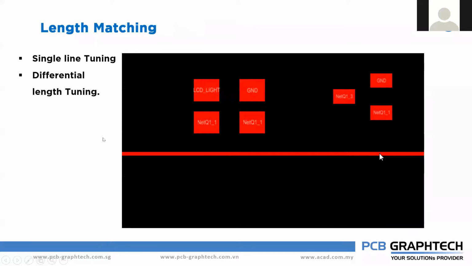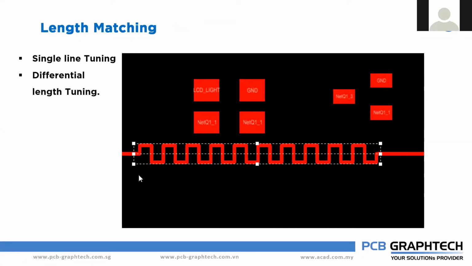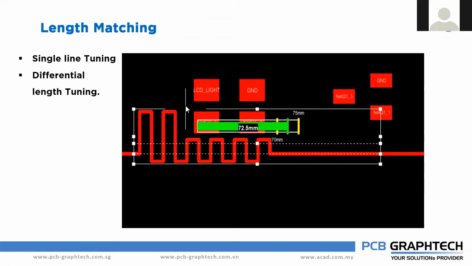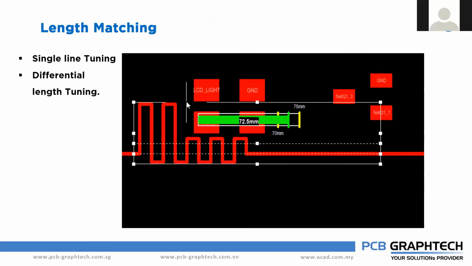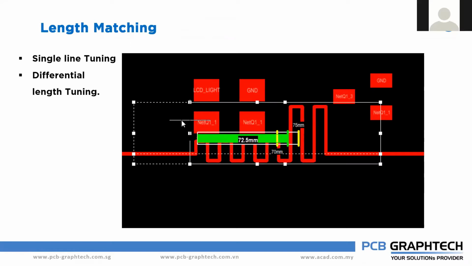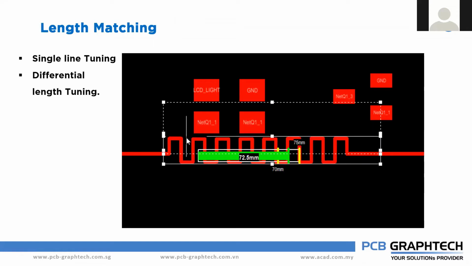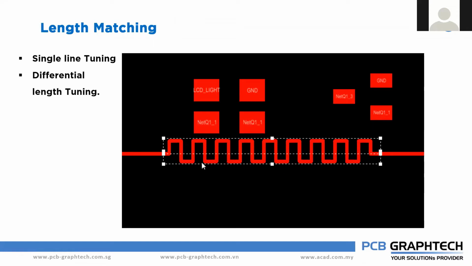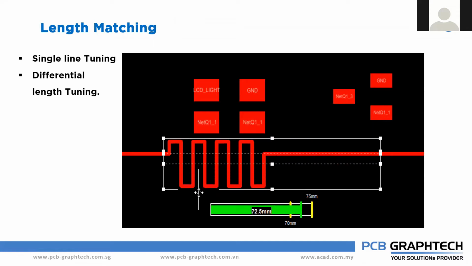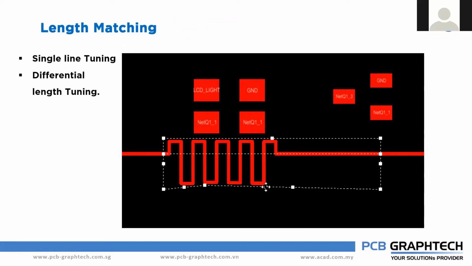Then next is about your length matching. Normally, what does length matching mean? All the signals transmitting from source to destination must reach at the same time. That is called length matching between all the nets. This can be achieved by applying your rules in your high-speed design rules. You can apply your length matching rule. We also have length tuning.